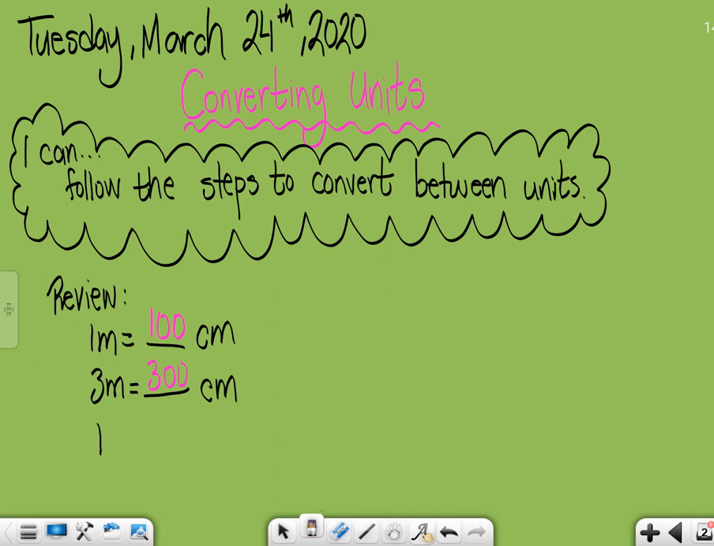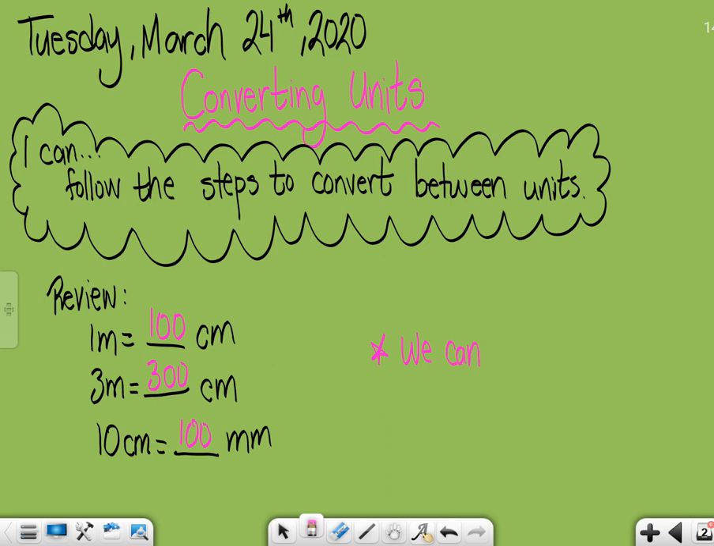And let's do one more. Let's say I've got 10 centimeters. How many millimeters is that? You would hopefully say, and already have written down, 100. Okay, quick review from yesterday, right? Our quick mental math.